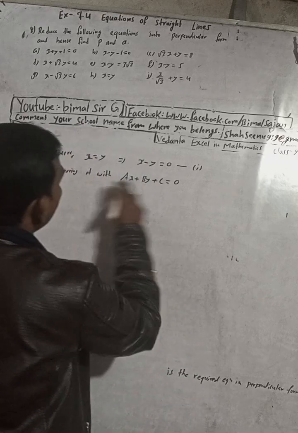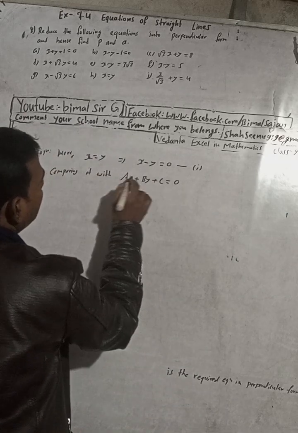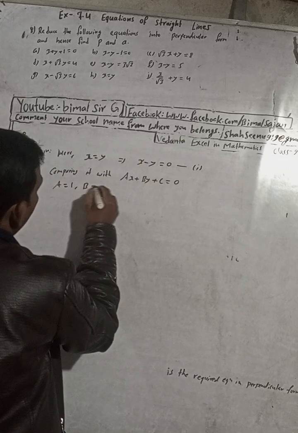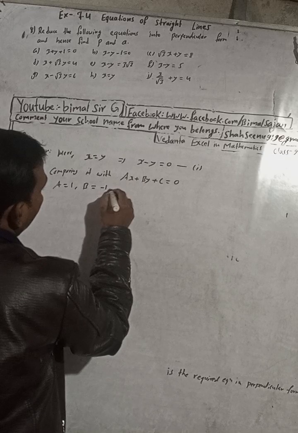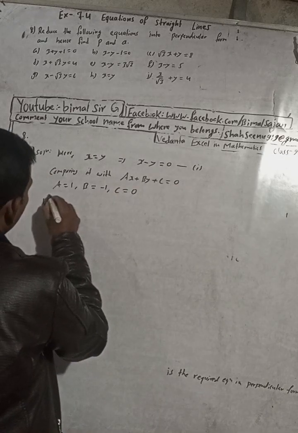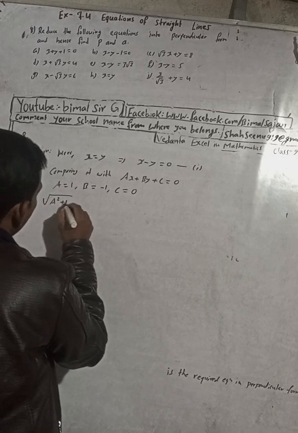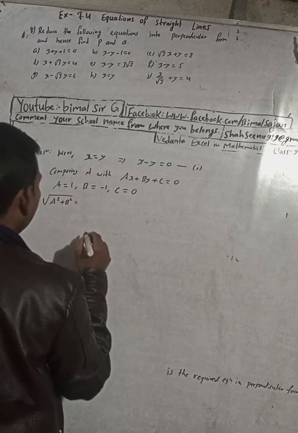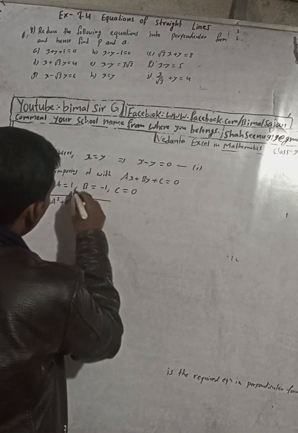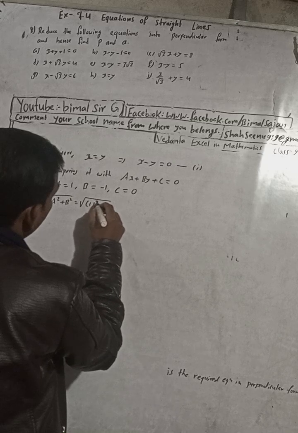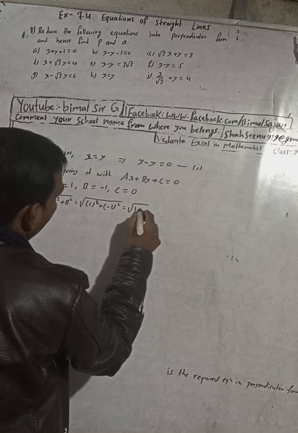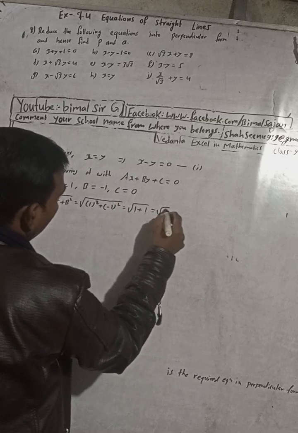Now when we compare it with this equation, in place of a there is 1, so a is equal to 1, in place of b there is minus 1, and there is no constant, so c is equal to 0. Now we can write root under a square plus b square, that means 1 square plus minus 1 whole square, which is 1 plus 1, so this is equal to root 2.